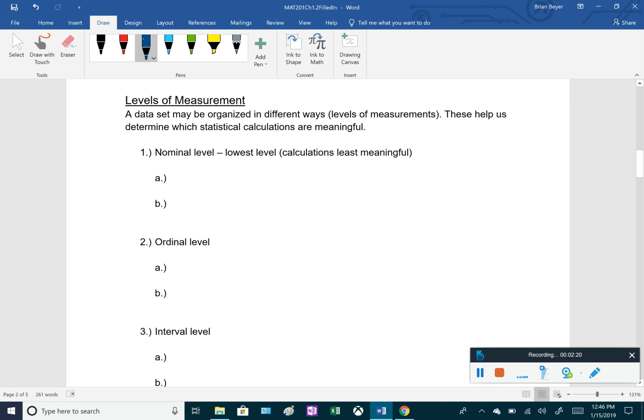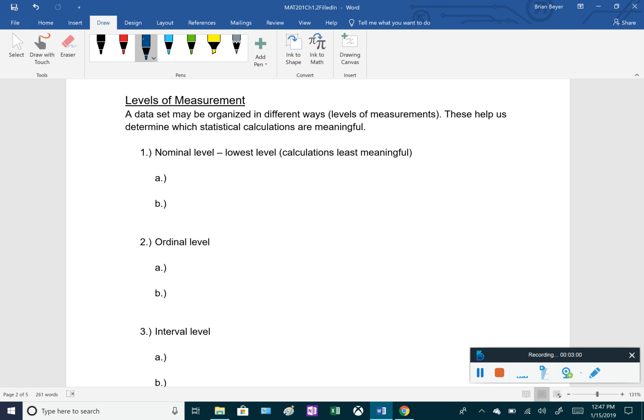All right, so for the next thing, we're going to have different ways that we can categorize data. We call these levels of measurement. What this does is it helps us determine what calculations are meaningful for that data. There's going to be 4 different levels of measurement. The first one is the nominal level of measurement. This is the lowest level, so they're going in order from lowest to highest level. And by levels of measurement, the lowest level means that calculations are the least meaningful. So the higher up we get, the more calculations we'll be able to perform on the data.